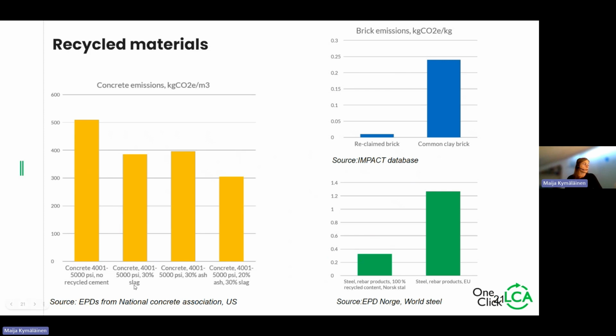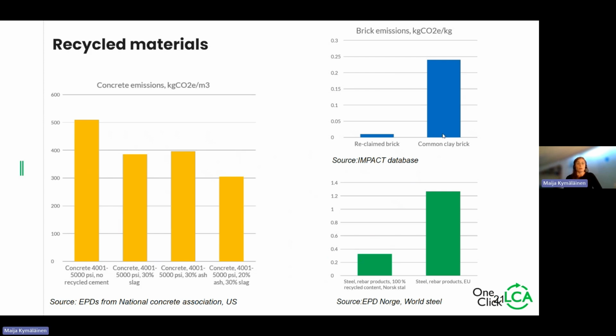So you can use slag from metallurgy, or you can use, for example, ash from different kinds of processes, and you can also combine both of these to create a material that has the same properties as the baseline, but has improved properties in terms of carbon footprint.